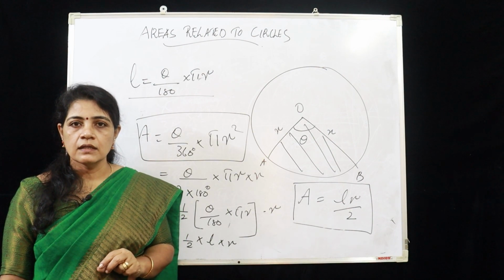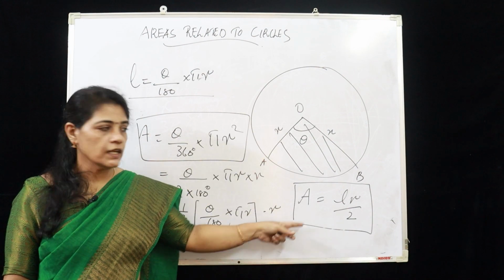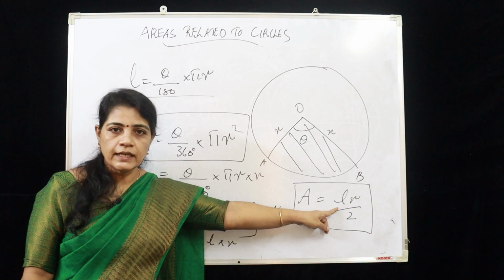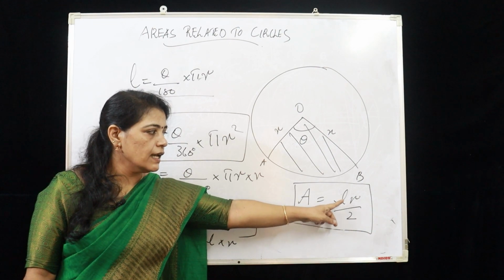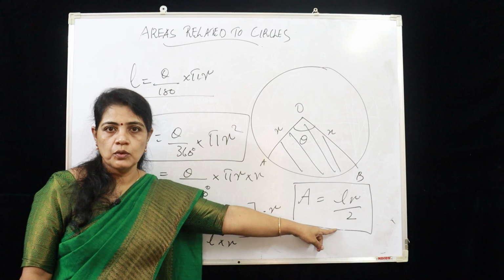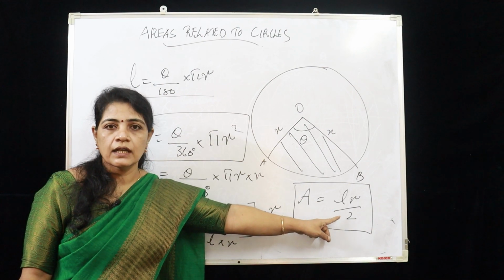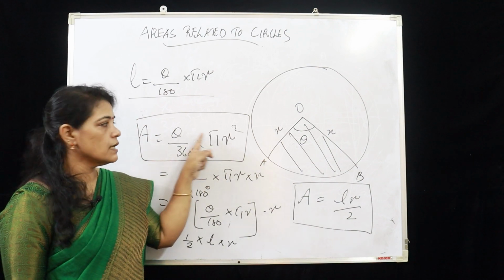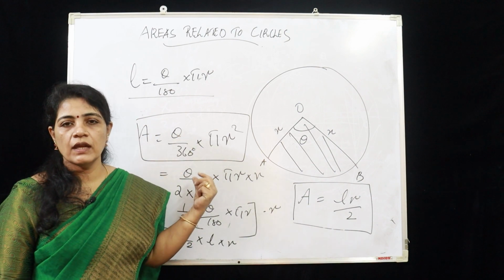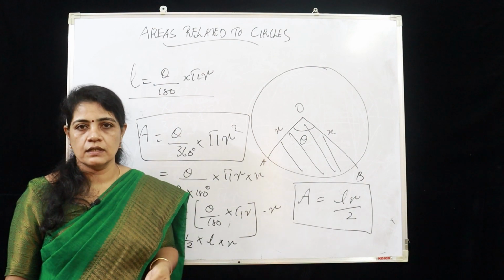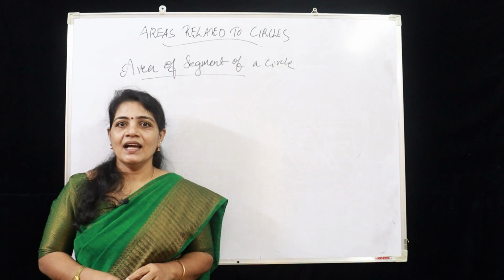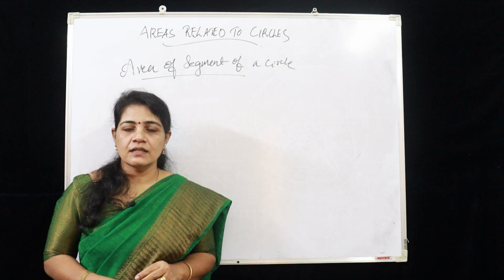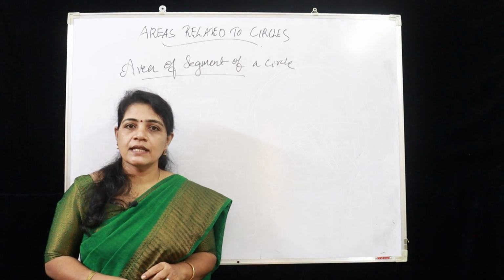Is it clear? These two formulas are very important. Here we can calculate area by using arc length into r by 2, provided we know the arc length and radius. Here definitely we know the radius and theta also. The remaining 360 and pi are the constants. Next we are going to discuss the area of the segment of a circle.